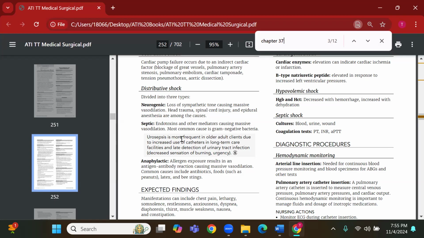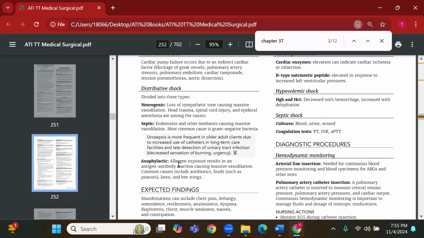If you look, urosepsis is more frequent in older adult clients due to the increase of catheters in long-term care facilities and the late detection of urinary tract infections. So they have a decreased sensation of burning and urgency. They don't get that. I don't know why they don't have it as much, but we have to look more at their cognition for older adults.